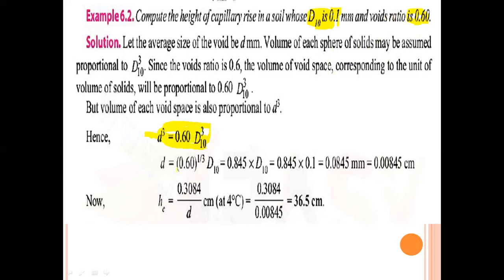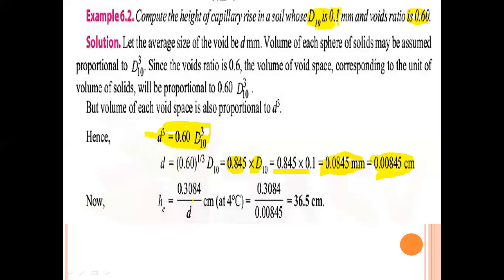Then d equals 0.60 power 1 by 3 into D10, that equals 0.845 into D10. Here the D10 value is 0.1. Substituting, 0.845 into 0.1 multiplied, the final value is 0.0845 mm, that equals 0.00845 centimeters.